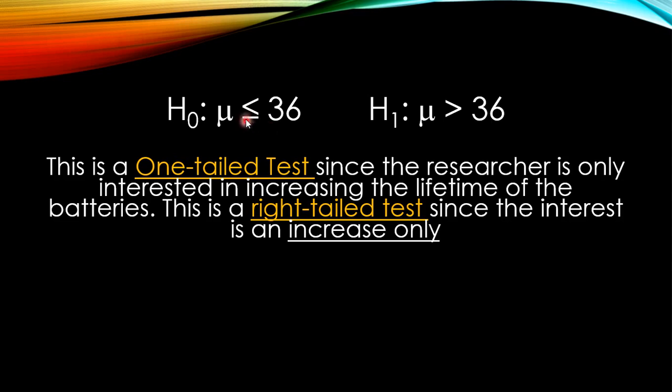Kaya kapag 36 pa rin yung sagot, or yung ating kinalabasan na z-value ay tumapat dun sa critical region, saktong-sakto, then we will still not reject the null hypothesis kasi mu is still equal to 36 or to the critical value.